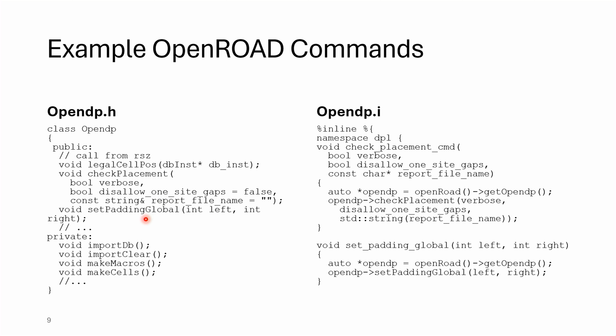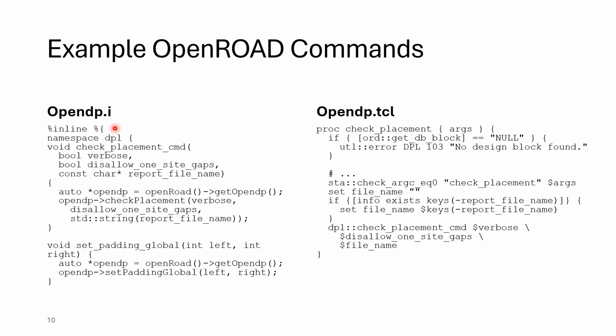And we can also see that not every function that's public has to be exposed. So this legal cell pause, we can see a comment right here, call from RSZ. So this one is mainly intended to be called from a different tool within OpenRoad, and does not necessarily need to be exposed to the user through the interface file.